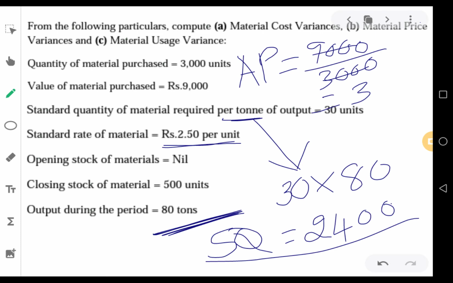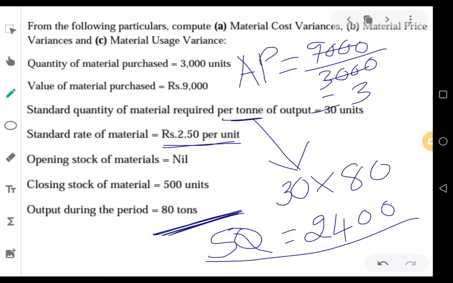But we don't have the actual quantity. They have given the quantity of materials purchased but not the actual quantity of materials used. So to compute the actual quantity of materials used, since they have given purchases and closing stock, we should use the regular method of computing in a cost sheet: opening stock plus purchases minus closing stock should be the materials consumed, or actual quantity of materials used.